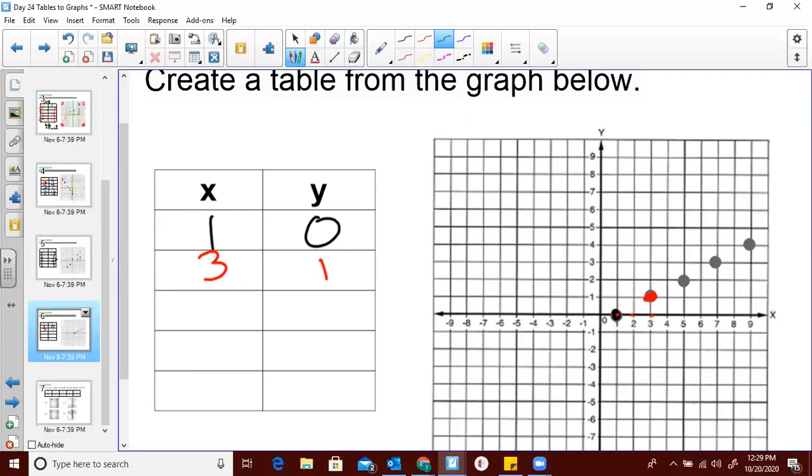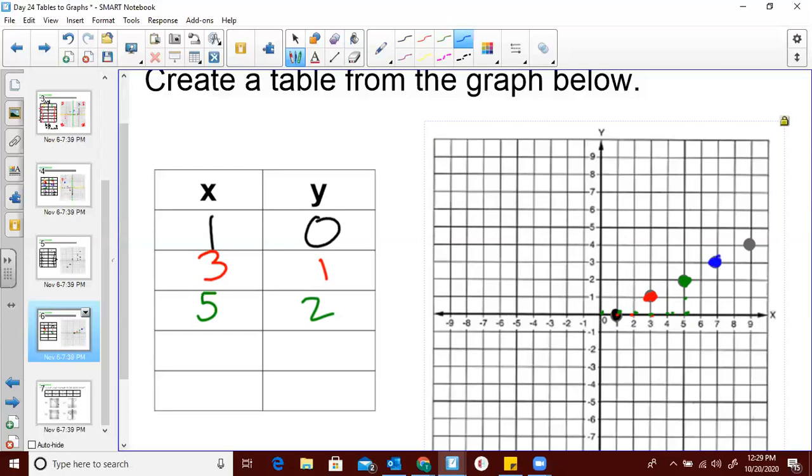All right, and then for our third point, we're going to come 1, 2, 3, 4, 5 to the right. Remember, starting at our origin, 1, 2, 3, 4, 5. That's our x value. We're right underneath our point, and then we go 1, 2, and we'll see that your coordinate pair will be 5, 2.